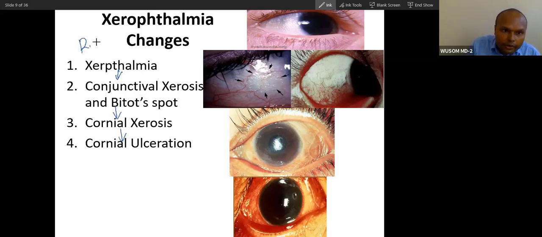This is the function of retinoic acid. If retinoic acid or vitamin A is absent, there is xerophthalmia, conjunctival xerosis and Bitot spots, corneal xerosis and corneal ulceration. So vision is the function of retinal, and this is the function of retinoic acid.